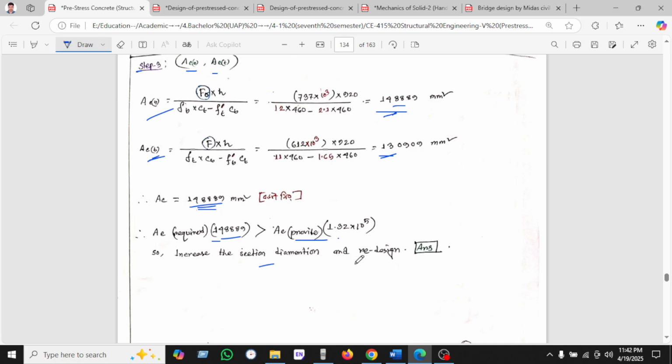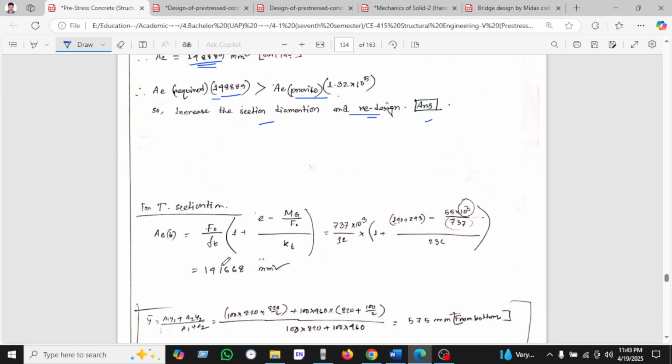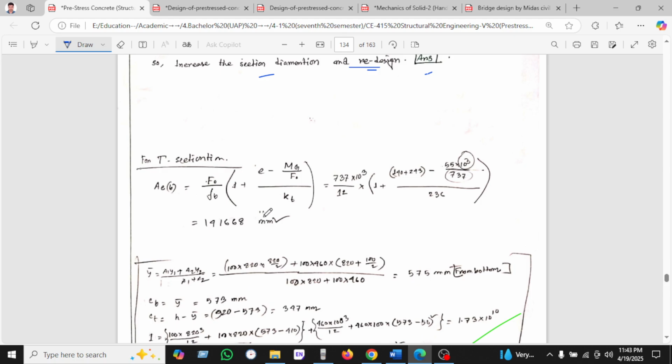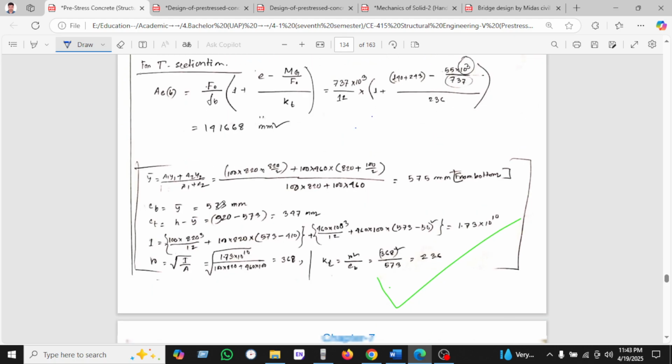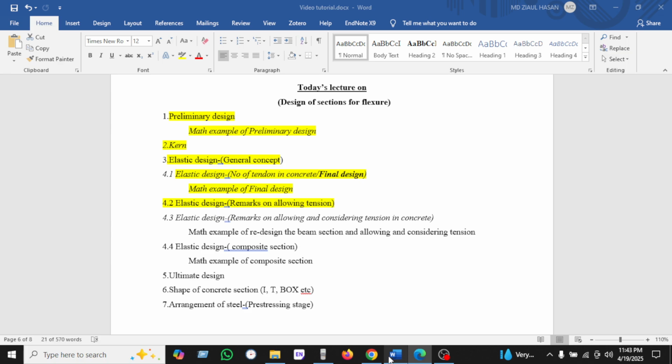So increase the dimension and redesign. This is the final recommendation. For each T section we are using this formula, and we are taking the I bar here. Okay, I hope these are the index.